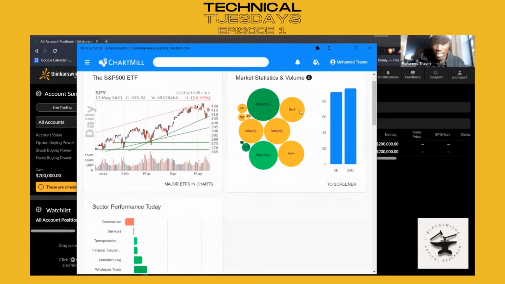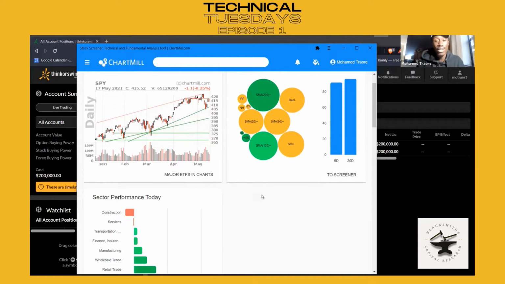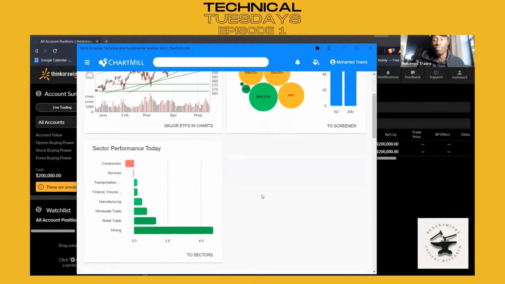You've got market statistics and volume. So the amount of stocks that are above the simple moving average of 200, the amount of stocks that are declining, and all these different indicators that people like to use. Then the number of stocks that are advancing, and you can use a screener based off technical indicators too to help you find new stocks as well. If you want to be more of a technical trader than just fundamental, or if you want to use that to help you find stocks that you can apply your fundamental analysis to as well.